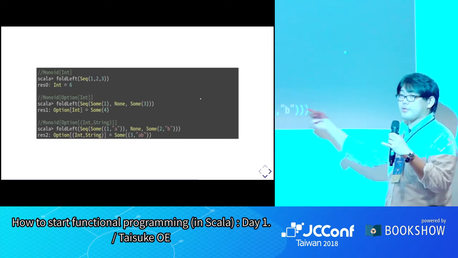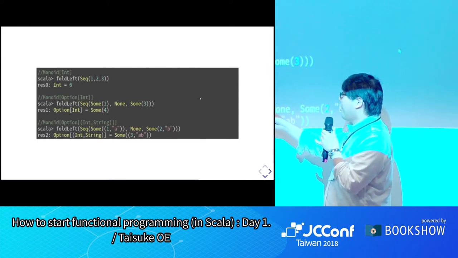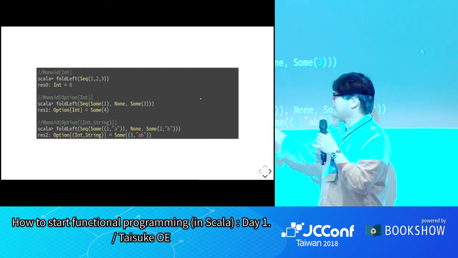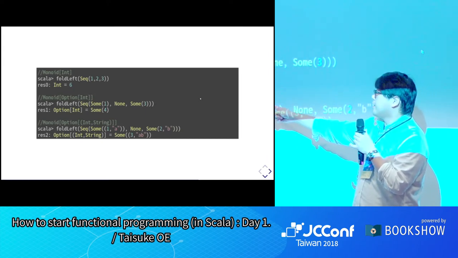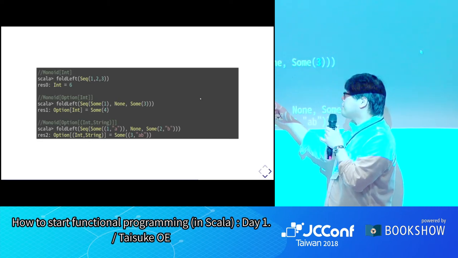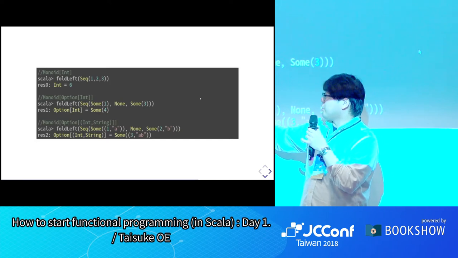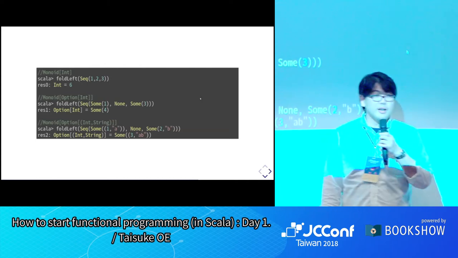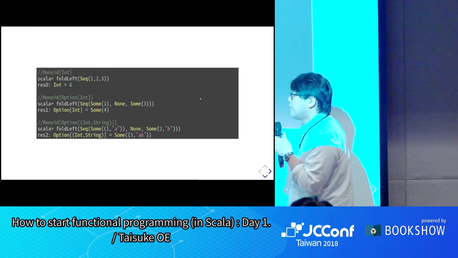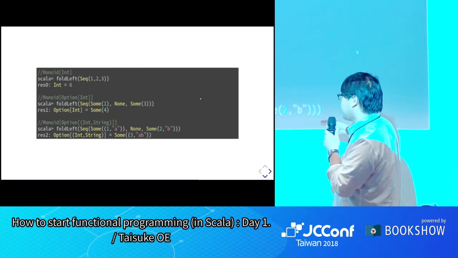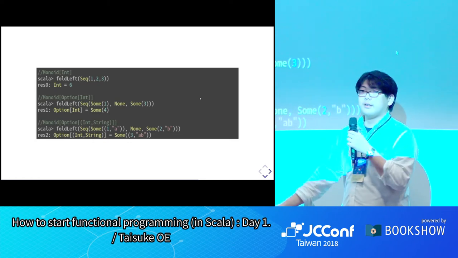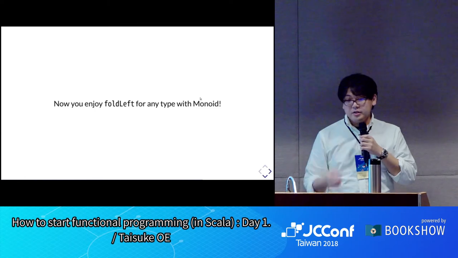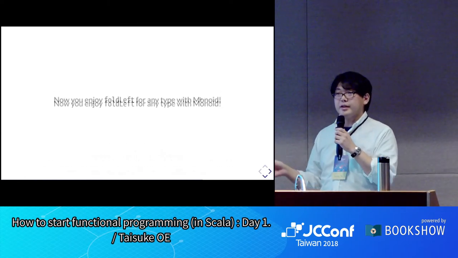The next will be the altogether: a sequence of Option of Tuple of Int and String. Okay, so it uses monoid of Option[(Int, String)]. Then the monoid of Option uses the monoid of (Int, String). The monoid of (Int, String) uses monoid of Int and monoid of String. All of the monoid instances are used in this method call. But that works. So it is successfully calculated, returning the sum of 3 and "AB". So now you can enjoy the foldLeft for any type if that type's monoid is defined.